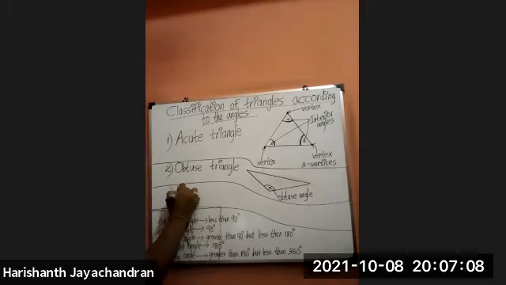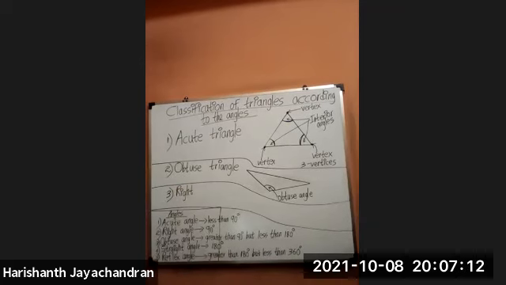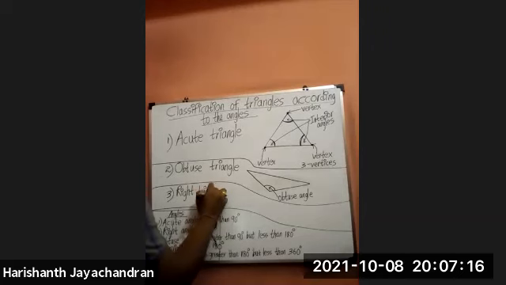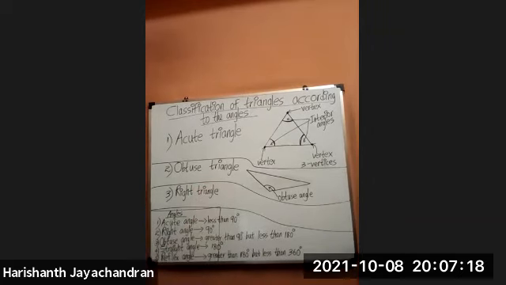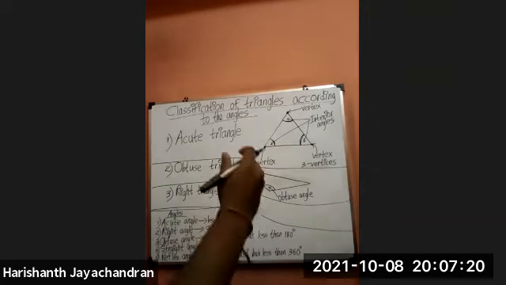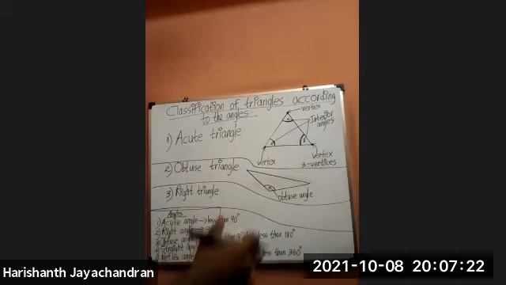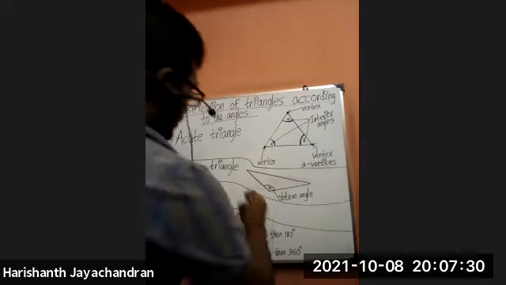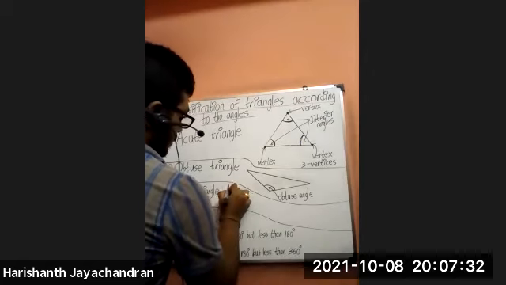right triangle. Actually, this refers to a right angled triangle. So if I say right triangle, always think of the capital L, the L shape, right? The L shape.